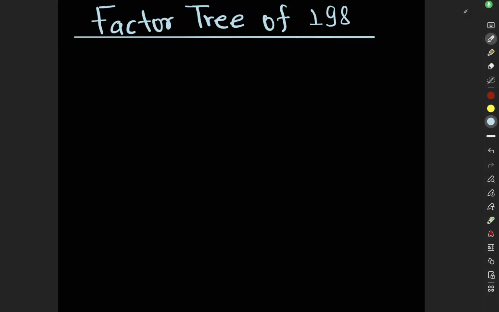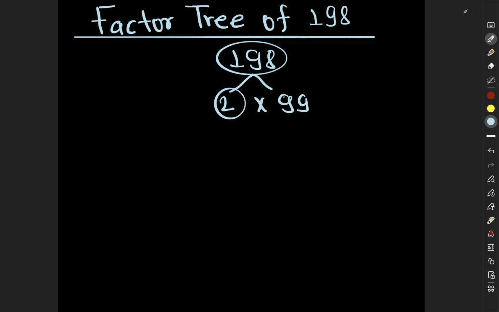Factor tree of 198. So 198 can be written as 2 times 99. 2 times 99 means 198.